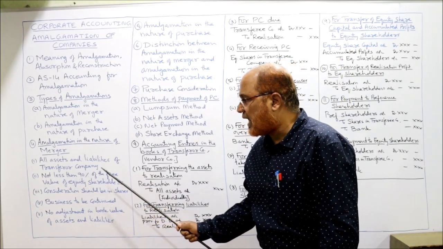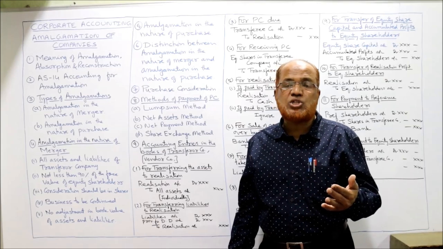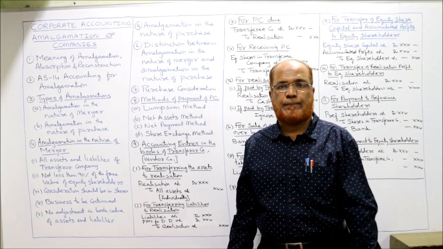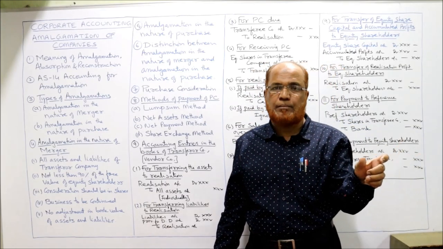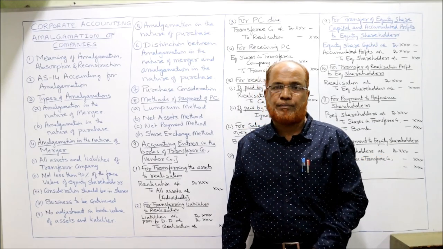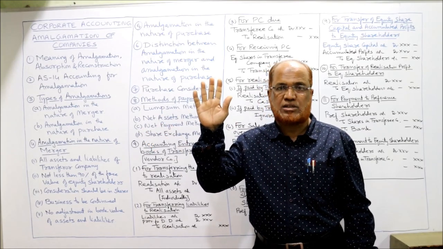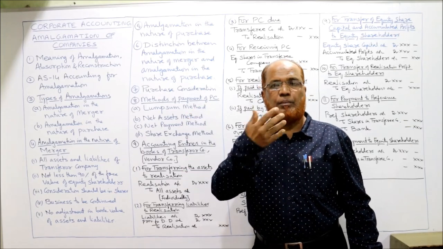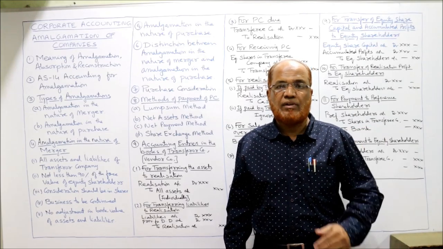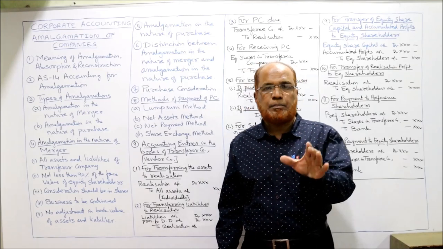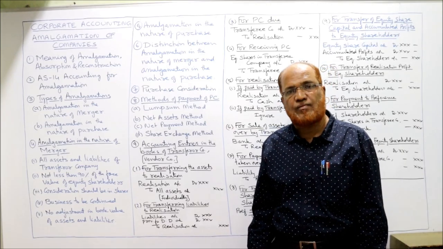Secondly, not less than 90% of the face value of equity shareholders must agree to become the shareholders of the transferee company, not less than 90%. Example, A is the transferor company, B is the transferee company. The shareholders of A Limited, not less than 90% of face value of the shares held by shareholders should give the consent that we will become the equity shareholders of the transferee company in future. We give the proposal, they will give a positive response. So 90% of the equity shareholders should agree to become the equity shareholders of the transferee company.